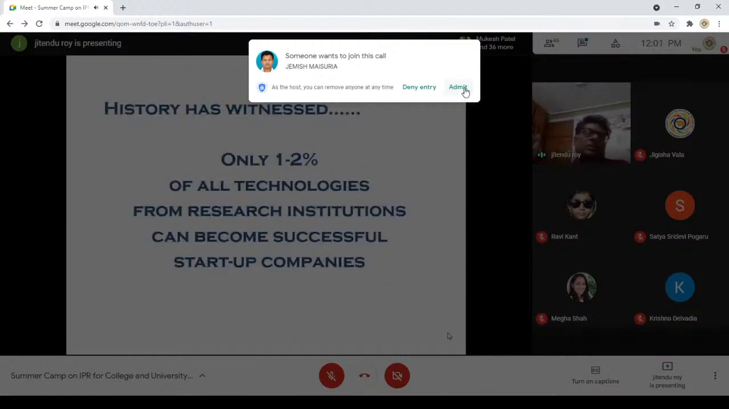Now, though technology काफी बनती है, which is well protected, patent grant हो गया, सब हो गया, though the slide says 1 to 2% of technologies succeed, and this 1 to 2% is high because a lot of IT and electronics technology ka success rate is much higher compared to pharmaceuticals. So 1% is a very high rate of success for pharmaceuticals. But actually even 1% becomes successful startup companies.